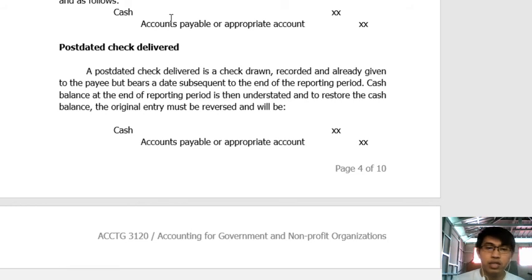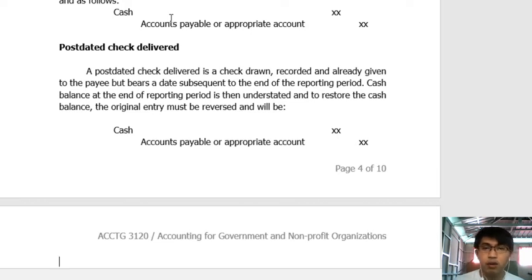So, let's go with the post-dated check. Yung post-dated check is a check drawn, recorded, and already given to the payee but bears a date subsequent to the end of the reporting period. Anong ibig sabihin naman ito? Halimbawa, magdodraw ako ng check ngayon, magpe-prepare ako ng check ngayon, today is October 8. Dahil wala pa akong pera ngayon, nakausap ko yung supplier na ang cheque ko will be dated November 8. So, ido-draw ko yun ngayon, November 8.